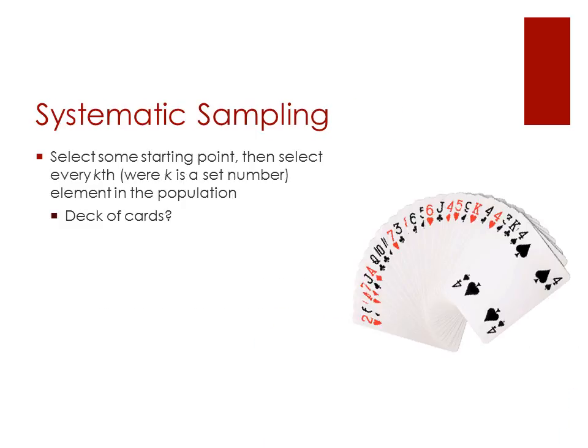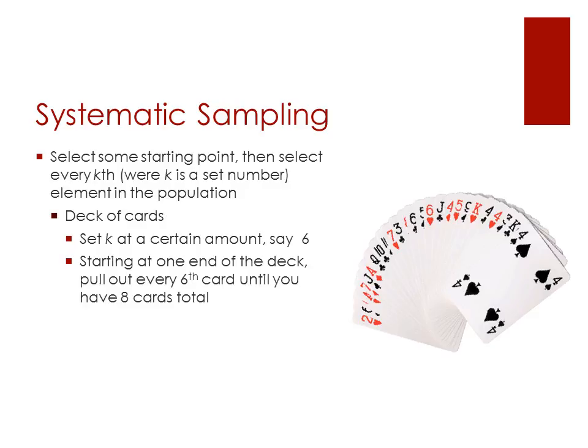All right, the next one is systematic sampling. So this is when we select some starting point and then select every kth element in the population, where k is a set number. So let's think about this yourself for a minute, thinking about a deck of cards, and go through your mind and think about how would you do a systematic sampling from a deck of cards, drawing 8 cards. So stop the video here for a moment, think about that, get your ideas, jot them down, and then let's take a look at this together.